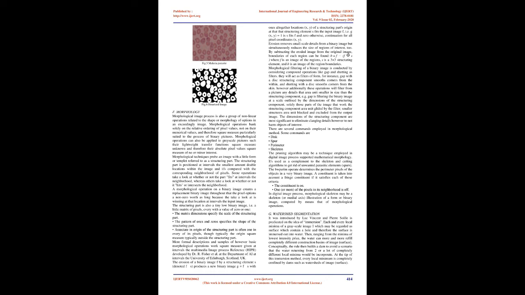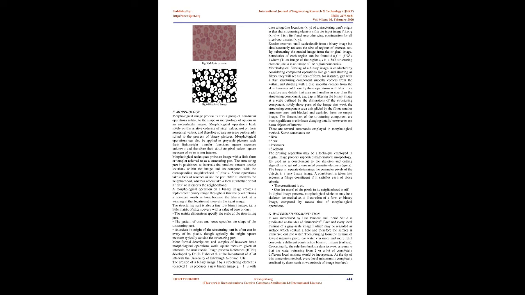More formal descriptions and examples of how basic morphological operations work are given in the Hypermedia Image Processing Reference, HIPR, developed by Dr. R. Fisher et al. at the Department of AI at the University of Edinburgh, Scotland, UK. The erosion of a binary image F by a structuring element S, denoted F ⊖ S, produces a new binary image G equal to F ⊖ S with ones in all locations (x, y) of a structuring element's origin at which that structuring element S fits the input image F, i.e.